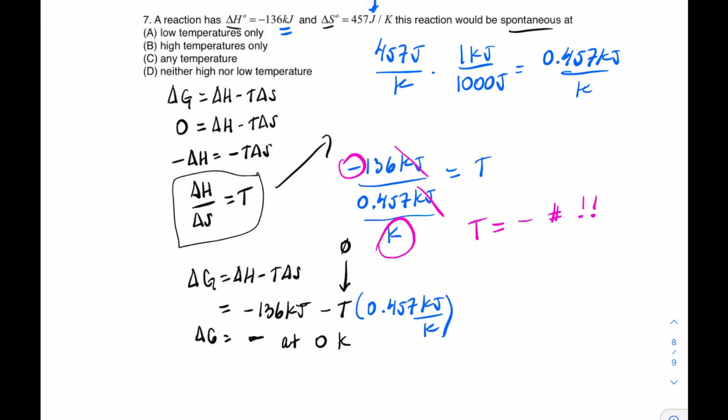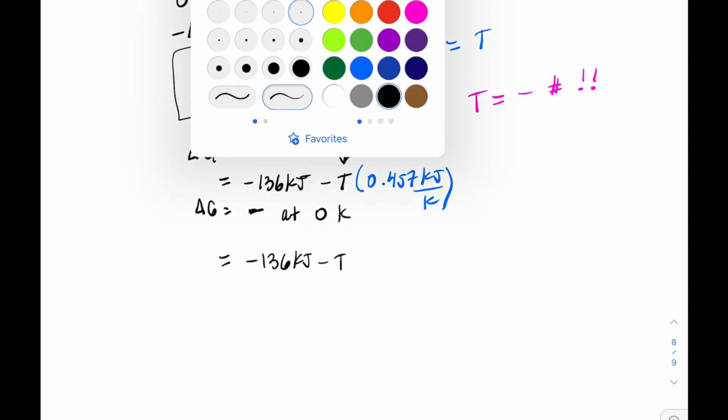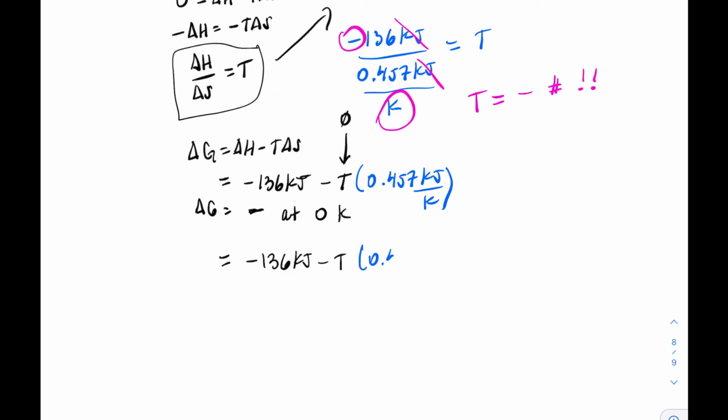So what if we plug in, I don't know, 1,000 degrees Kelvin? A 1,000 degree Kelvin is pretty hot. So once again, we could just plug in 10,000 Kelvin, which is hotter than the surface of the sun. And you can see how we're going to have a negative number and a negative number. So delta G is still going to be negative.